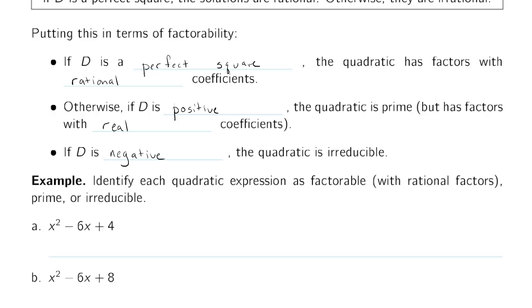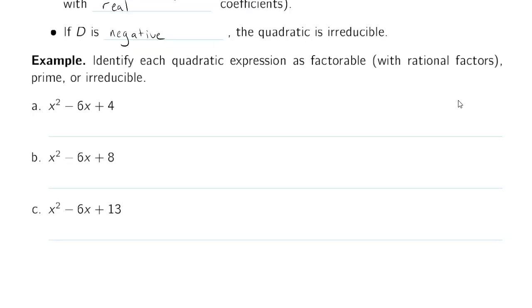So, given a quadratic, we can determine whether it's factorable with rational factors, prime, so any factors have irrational coefficients, or irreducible, so it can't be factored even with irrational coefficients. And to do that, we just need to calculate the discriminant.